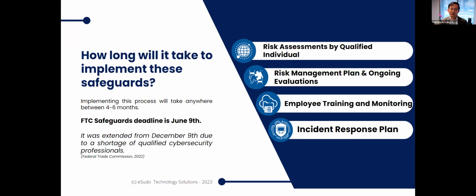So that's why we tell people that if you want to do this, you have to get started right away. In fact, it's not a matter of whether you want to. If you want to do business today, you have to comply with this new requirement. The deadline is June 9th. Now, here's the thing. It was originally December 9th of last year when this mandate was required. But due to a shortage of qualified professionals like us, the FTC extended it to June of this year.